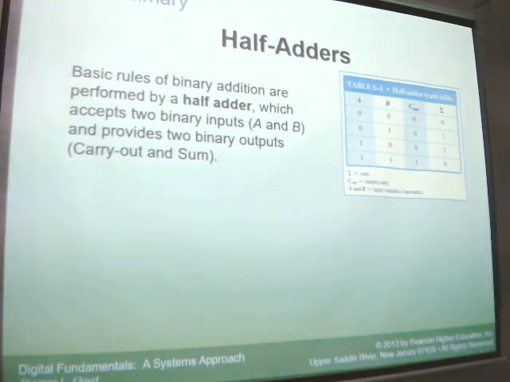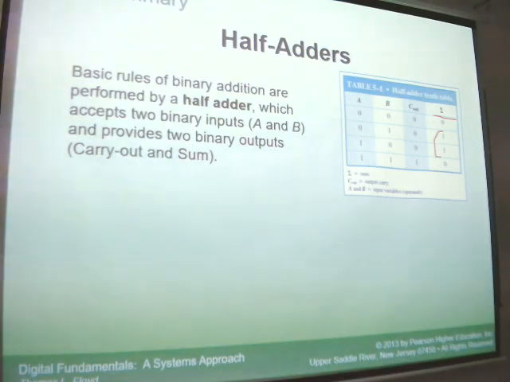So the truth table of the half adder is like this. A and B are inputs. C out is the carry out. Sigma is the sum. 1 plus 1 equals 10, so the sum is 0 and 1 is the carry.